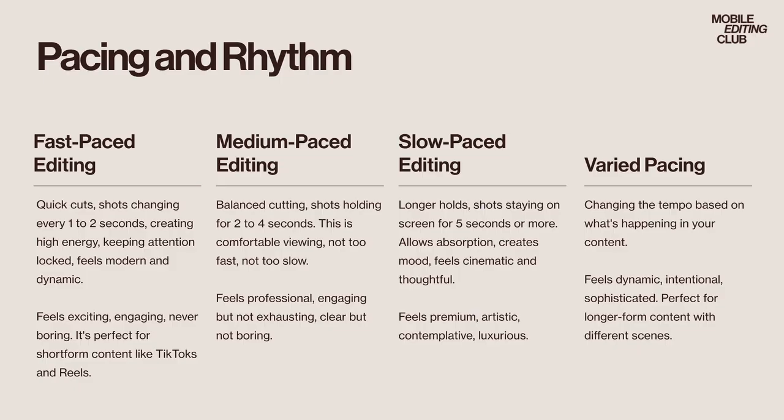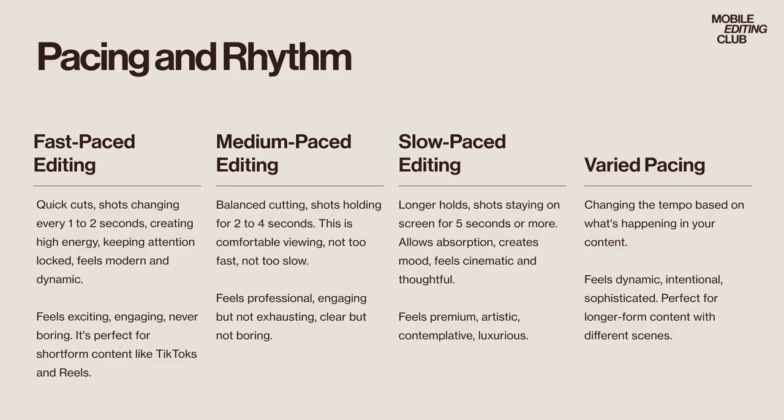This is perfect for longer-form content with different story beats, content that needs to balance multiple emotions or purposes, or sophisticated brands that want to show editorial skill. The key is that pacing changes are intentional and serve the story, not random or accidental. So what's your primary pacing style? Think about your content type and audience. Fast, medium, slow, or varied. This becomes your editing rhythm standard.